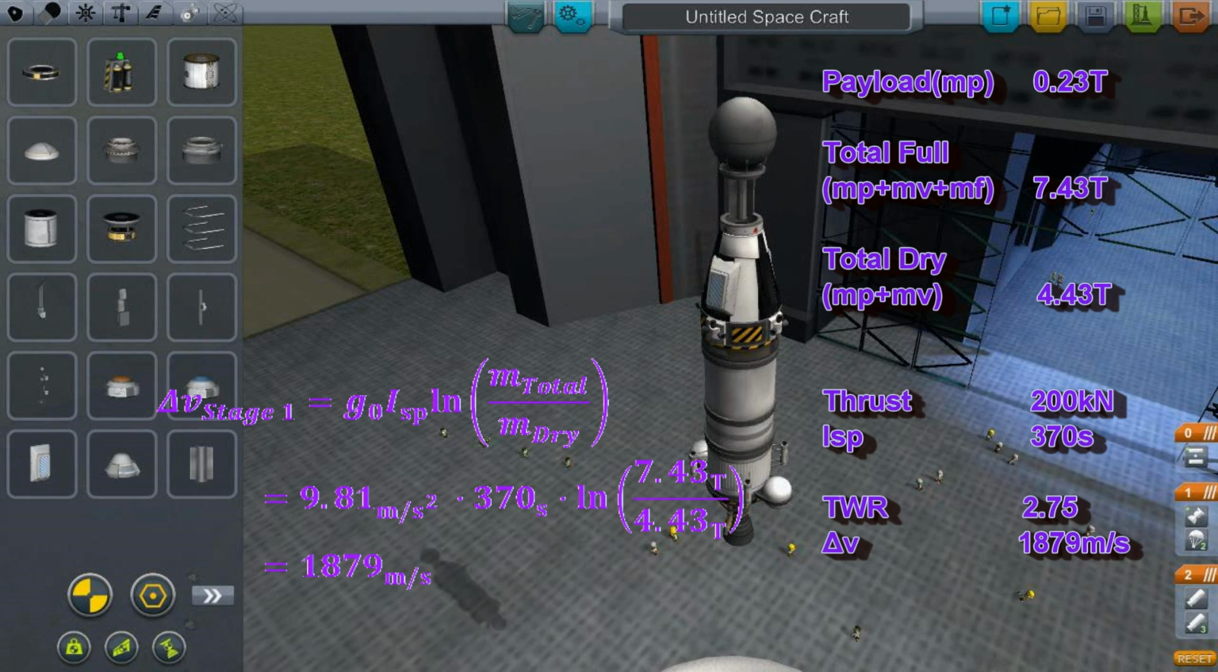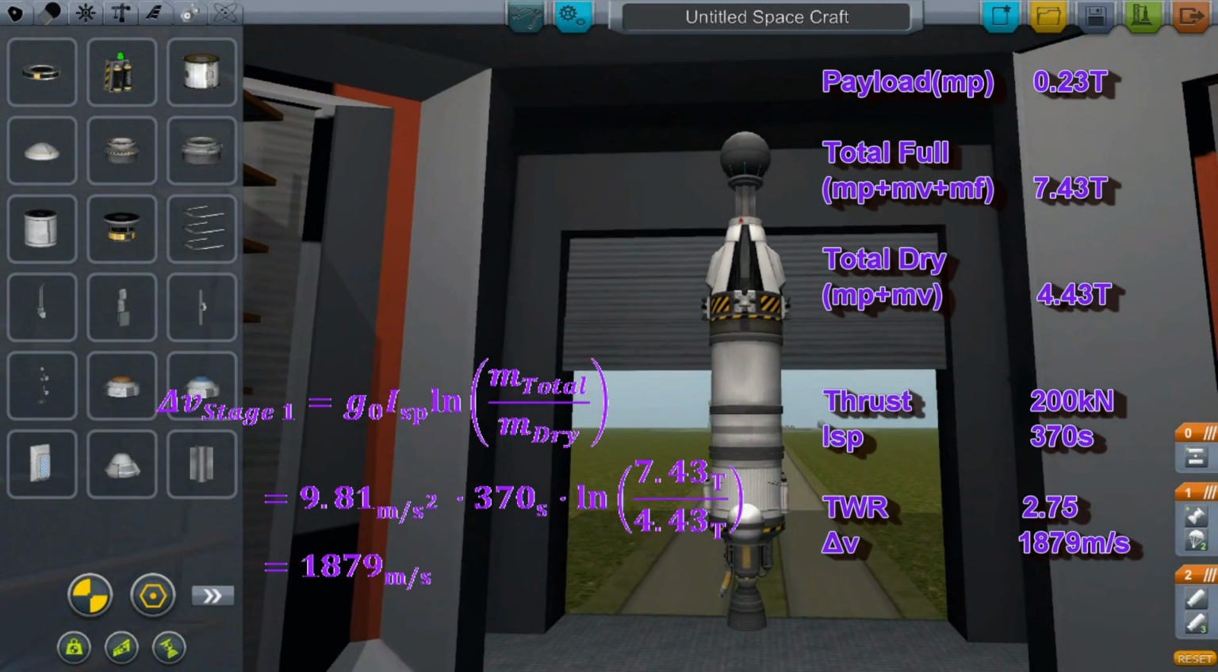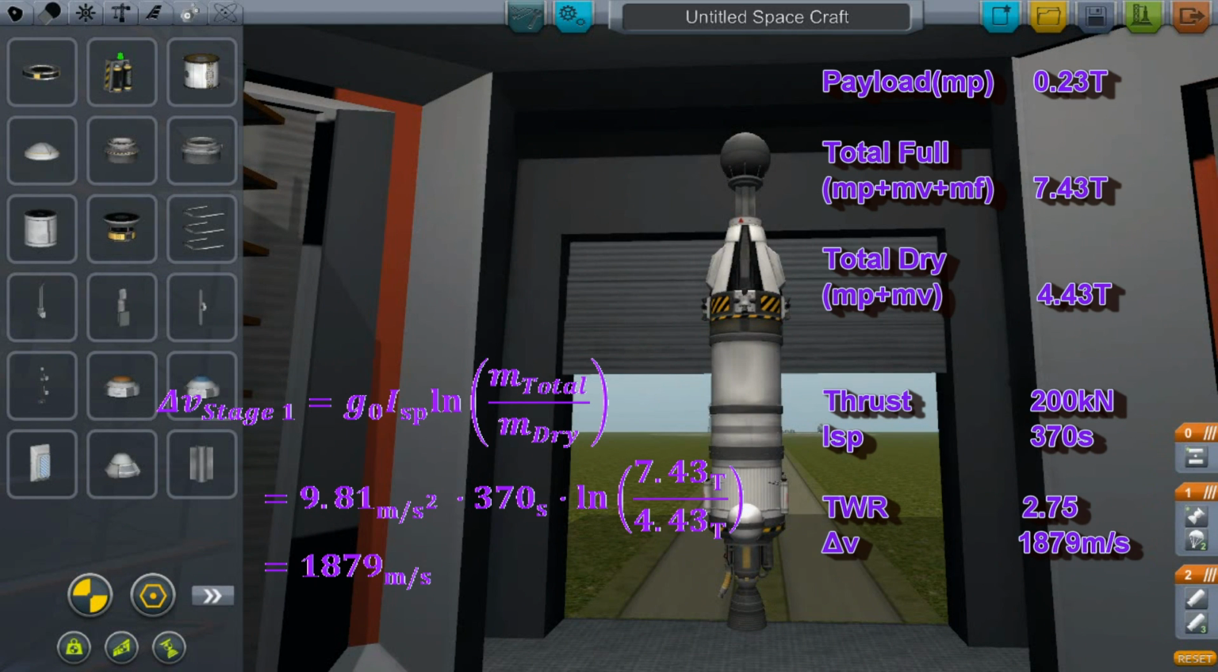Now we can plug these into the handy dandy rocket equation and we get 7.43 full over 4.43 dry. Could be tons or kilograms, so it really doesn't matter. The equation doesn't care as long as it's the same units. We take the natural log of that ratio times 370 seconds for vacuum ISP times g naught, 9.81 meters per second squared, and we get 1,879 meters per second of delta V. Just a little prep work and common sense, and the rest is too easy.